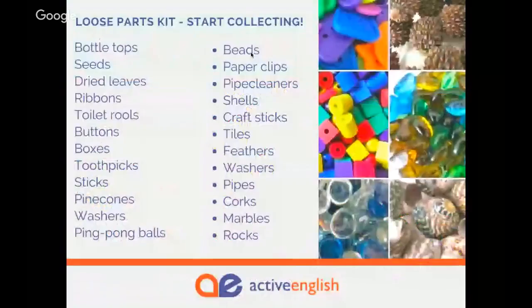Check out this list. We've got bottle tops, and that could be the plastic ones or the metal ones, seeds, dried leaves, ribbons, toilet rolls, buttons, boxes, toothpicks, sticks, all of these things here. These are all things that you can get for free. Well, not all of them are things that you can get for free, but most of them you can get for free. And the ones that you can't get for free, you can get parents to send in.